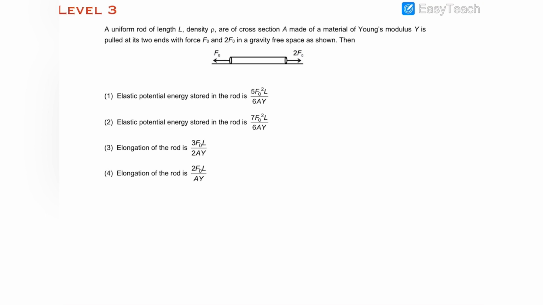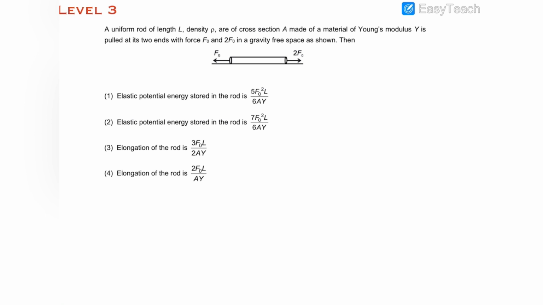In this question, you can see that there is a rod of length L and density rho, and the cross section area of the rod is A. This rod is made up of a material whose Young's modulus is gamma, and it is being pulled from both ends with different forces. The space is gravity free, and we have to find the elastic potential energy stored in the rod as well as the elongation in the rod.